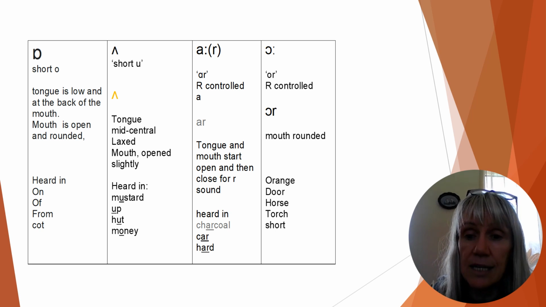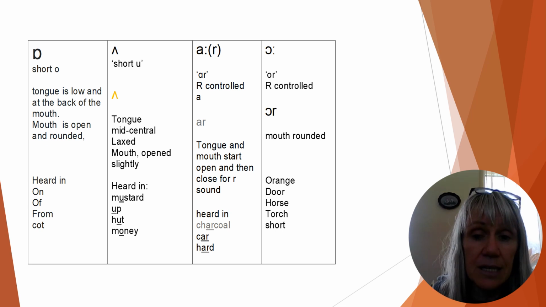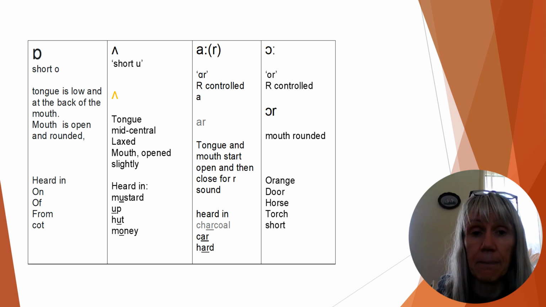You'll also see a C in a mirror image of a C, and with the colon behind it. And this is your OR sound. It's also R controlled. So we see it often in Canada with the C, then an R beside it. The mouth stays rounded. Orange, door, horse, torch, short.